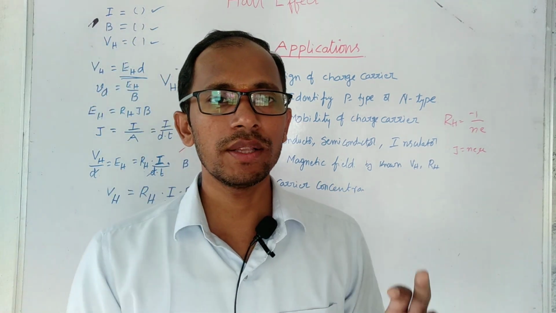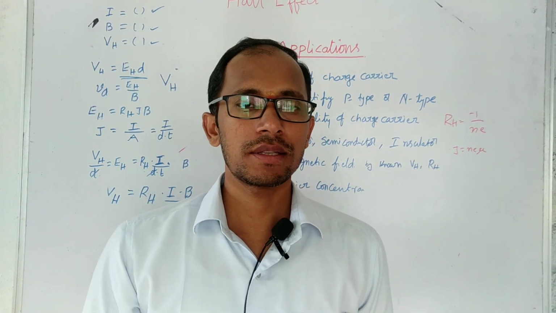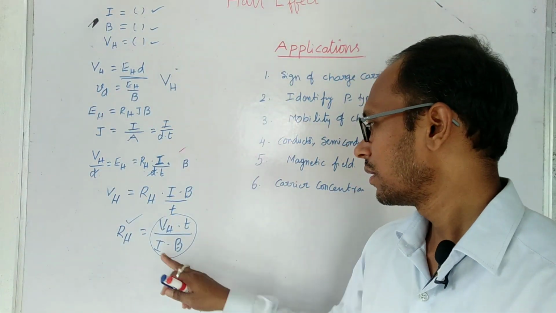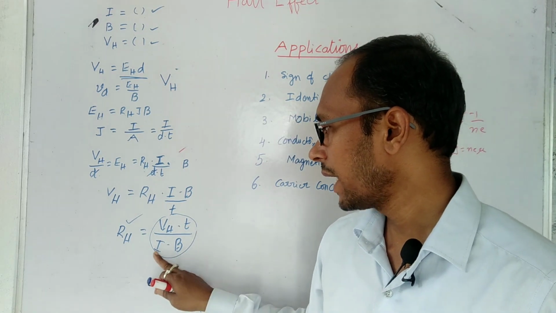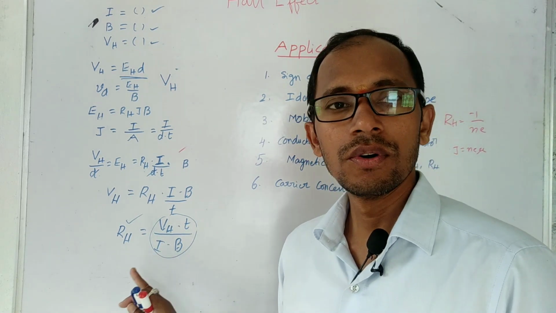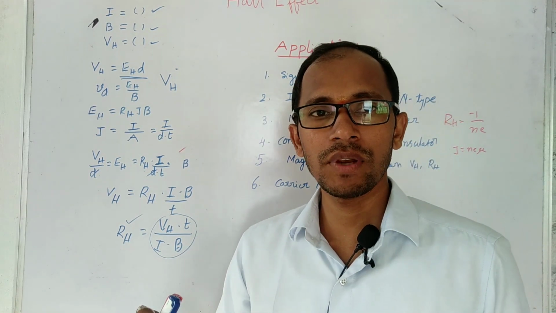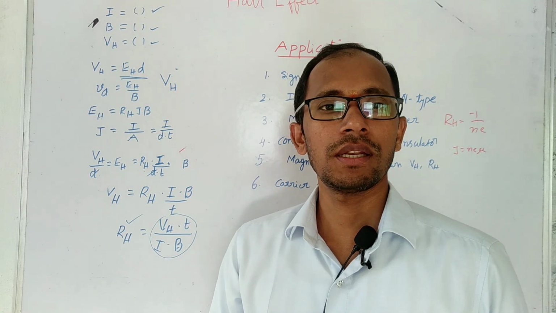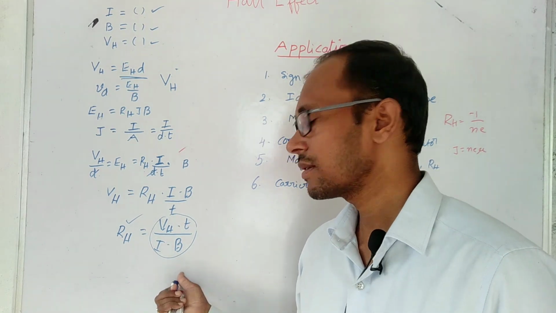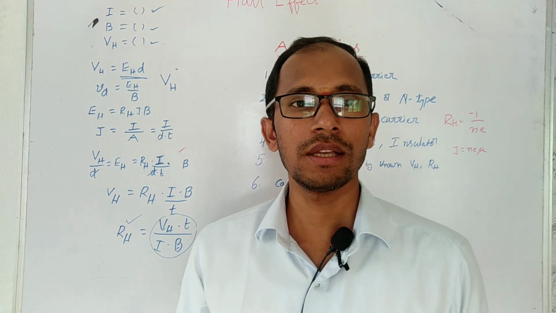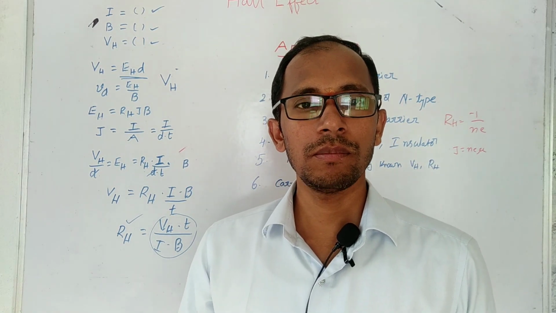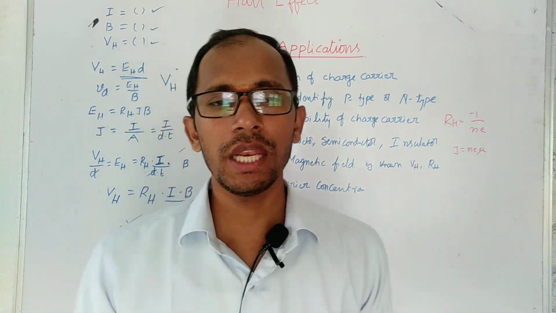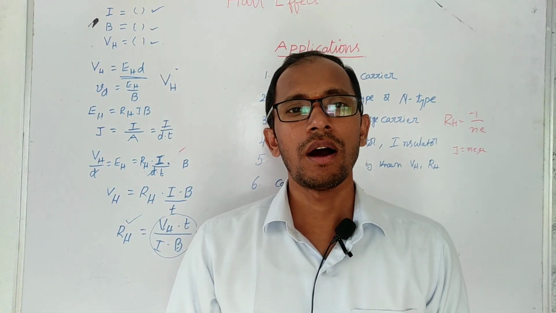Also, once we know the Hall voltage VH and the Hall coefficient value, from this equation we know VH, I, RH, and the thickness T. From this we can measure what magnetic field is applied. For example, if we don't know how much field we applied to the material, we can easily sense how much magnetic field is present in the material. That also we can measure from this experiment. So these are the various applications of the Hall effect.